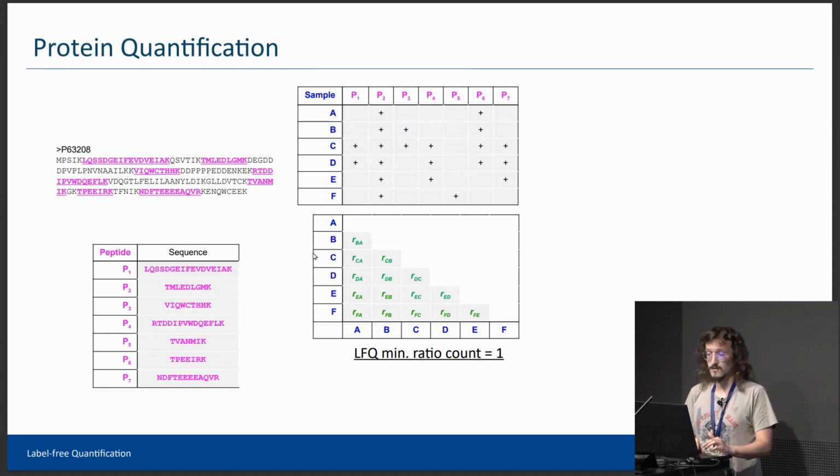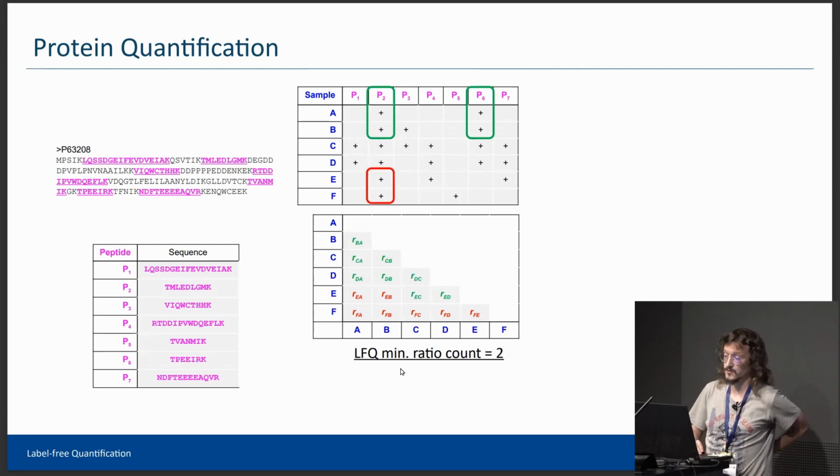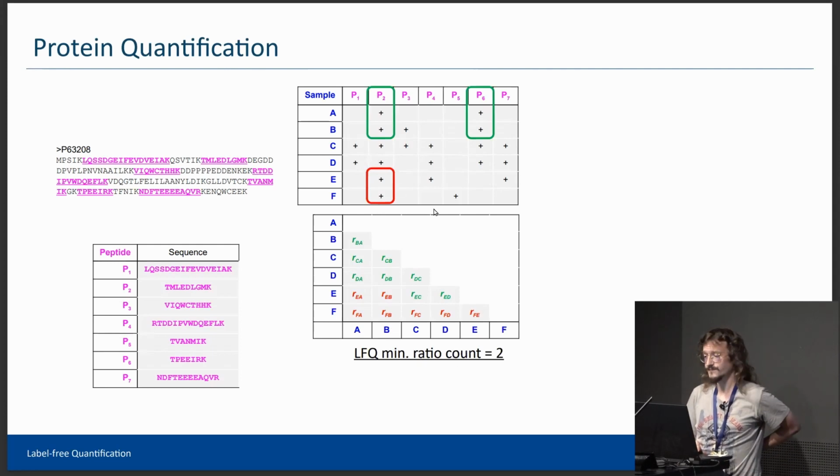So you take all the ratios across all samples for all these peptides. But if you instead use minimum ratio count equal to 2, then you will do the ratio only for proteins that have at least 2 peptides, the same 2 peptides, across 2 samples. So, for example, we have sample A and sample B. As you can see, they both have peptides 2 and 6. So their ratio can be calculated.